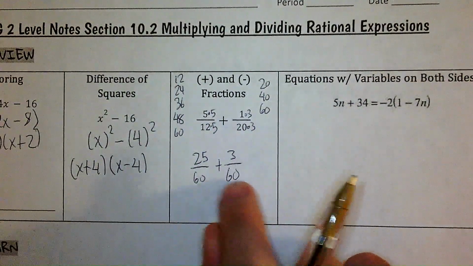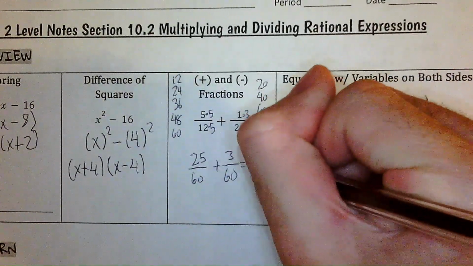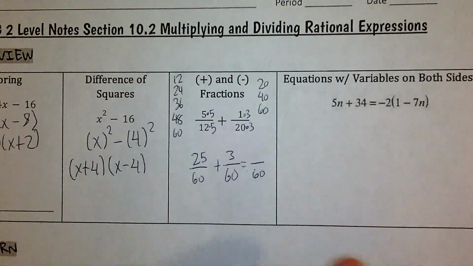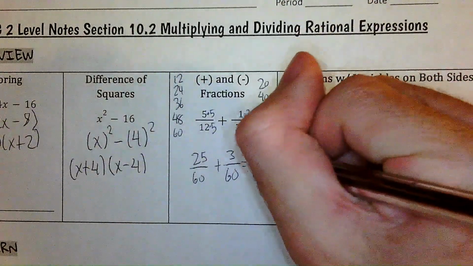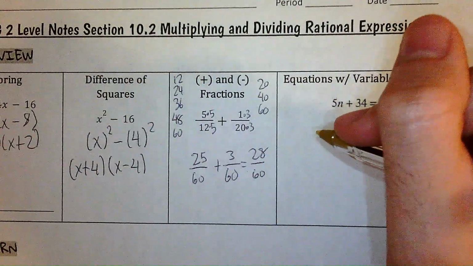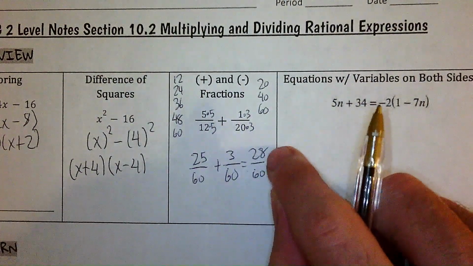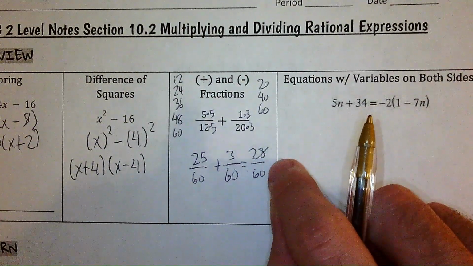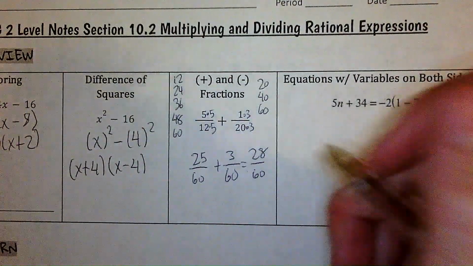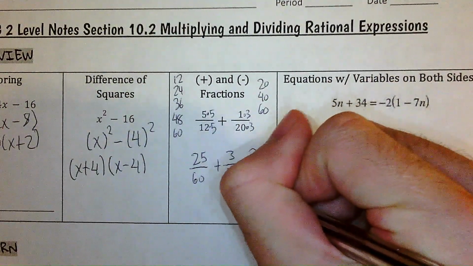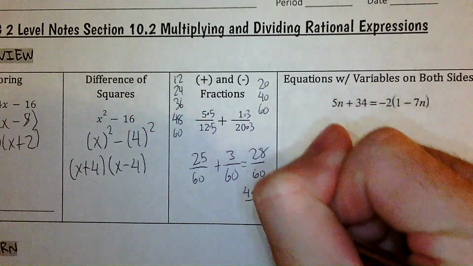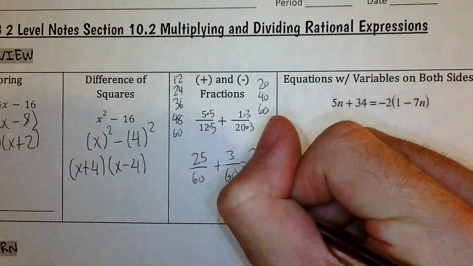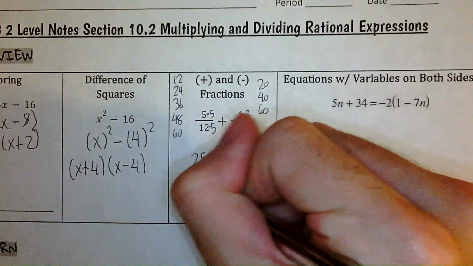Now that we have two fractions with the same denominator, we can add them up. So we'll bring the denominator across, and then add across the top. 25 plus 3 will be 28. Now let's check for any common factors between 28 and 60. Both are divisible by 4. So 28 is 4 times 7, and 60 is 4 times 15. So we can reduce our fraction to 7 over 15.